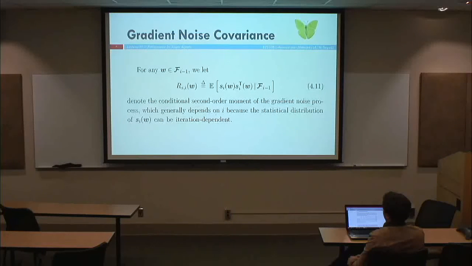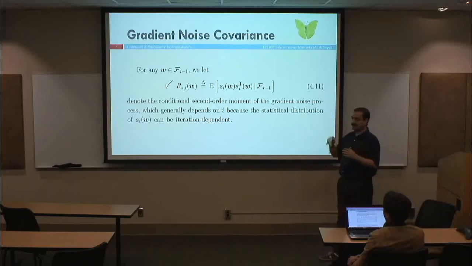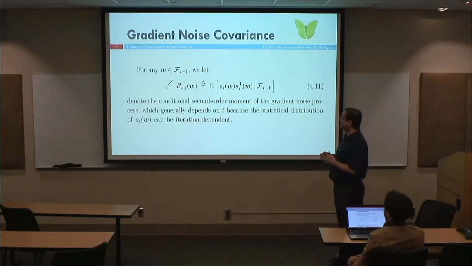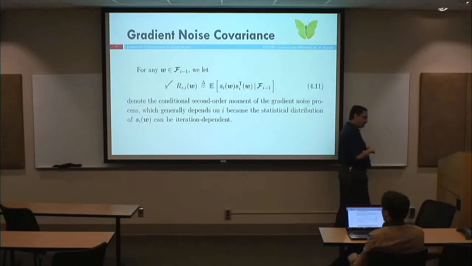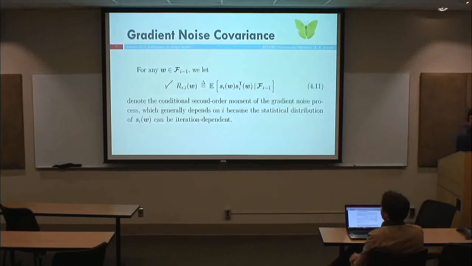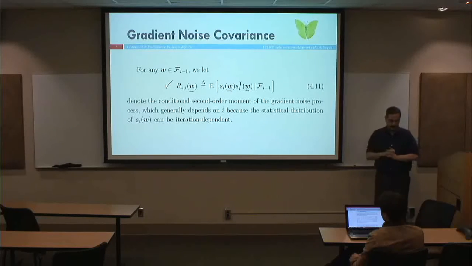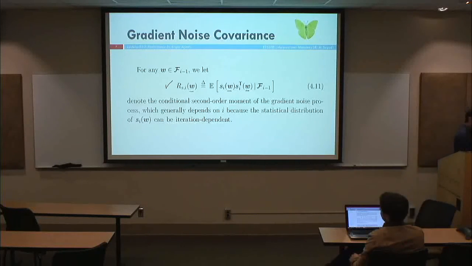So I just want to remind you of the notation. This is the covariance of the gradient noise process, right? S is the gradient noise process. It has a covariance matrix. This is the conditional covariance matrix. So conditioned on the past, I call that R_S at time i, because this is the gradient noise process at time i, evaluated, of course, at whatever w you are using here. Okay, so this is just the conditional covariance matrix of the noise process.